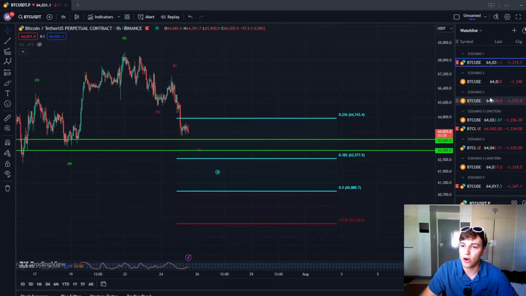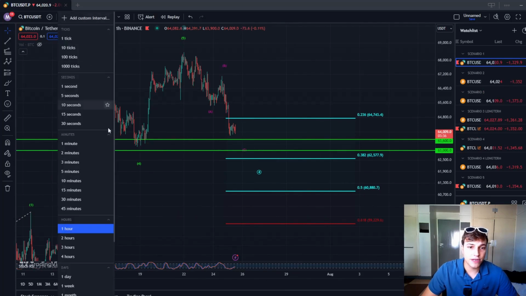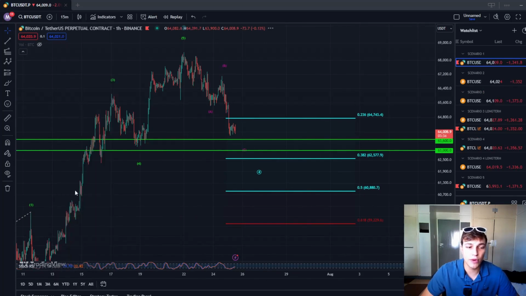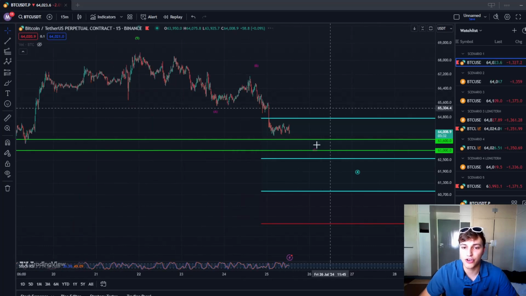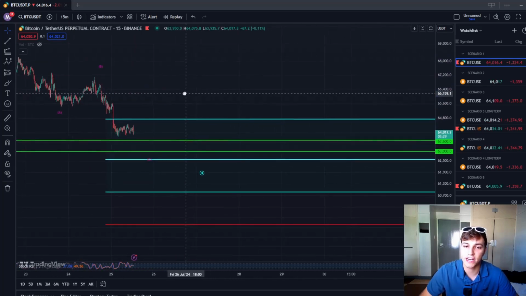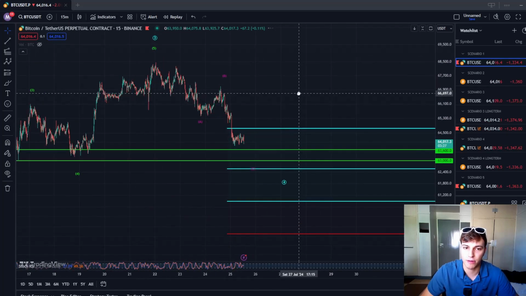So do trade at your own risk, but this, in my opinion, is a very good area to take a long. Now, on the 15-minute time frame, again, as B waves are often involved, I would not take a trade here. I would just trade that long on the hourly time frame.